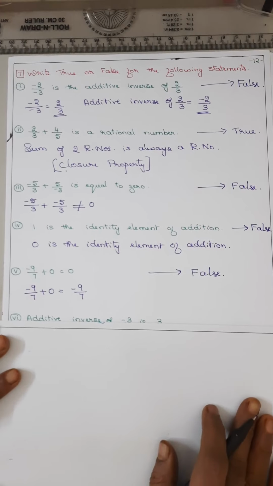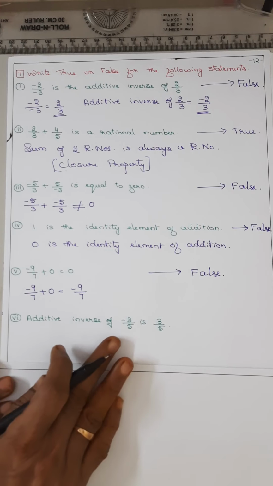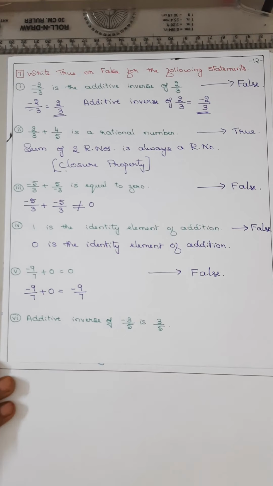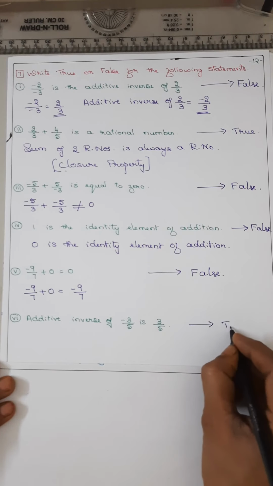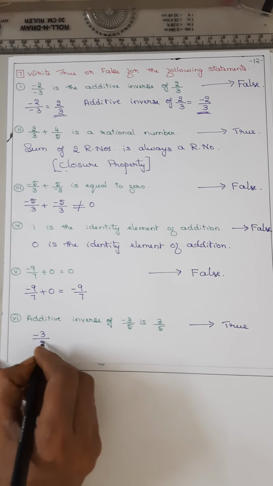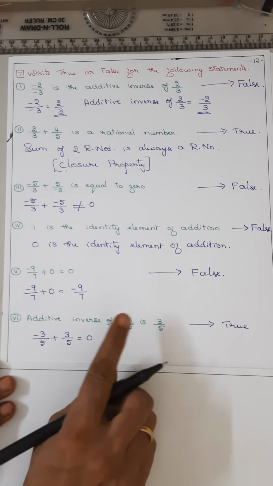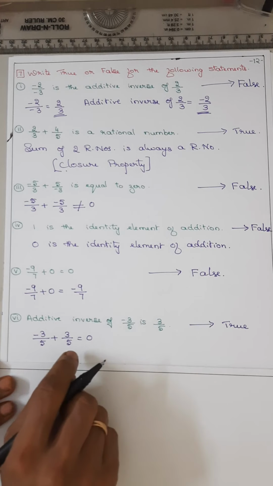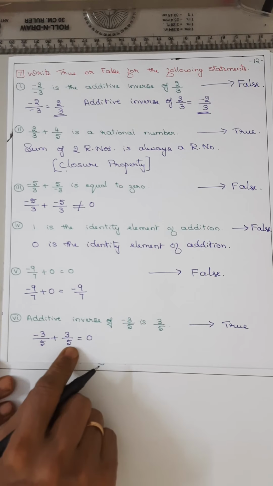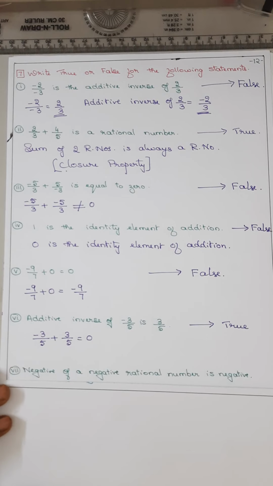Hope everyone is understanding. Now coming to the sixth one, additive inverse of minus 3 by 5 is 3 by 5. Yes, the answer is true. Why? Additive inverse का मतलब दोनों को ऐड करो तभी आंसर 0 आएगा. Additive inverse, it is the opposite sign. The number is the same but the signs are different. Minus 3 by 5 plus 3 by 5. The answer will be 0.